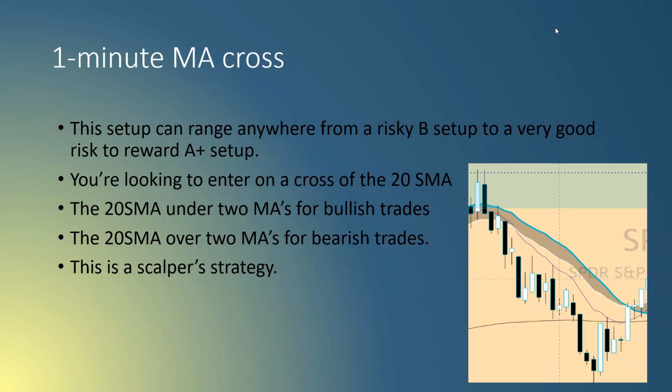So this setup can range anywhere from a risky kind of B setup to a very, very good A+ risk to reward setup. You're looking for a cross of the 20 SMA over or under two moving averages. In the example to the right, my 20 SMA is this big blue line right up here, and I have 2 moving averages under it, the 21 EMA, and this purple one is the 13 EMA.